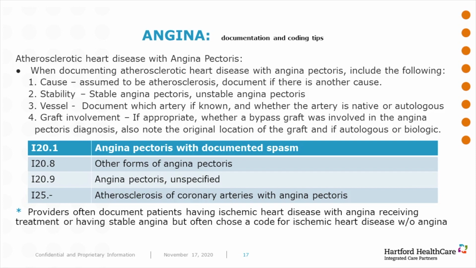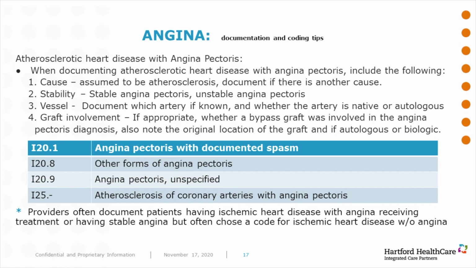If appropriate, document whether a bypass graft was involved in the angina pectoris diagnosis. Also note the original location of the graft and if it's autologous or biologic. I'm sure I said that word incorrectly. And so here are some of the diagnosis codes that capture your documentation.